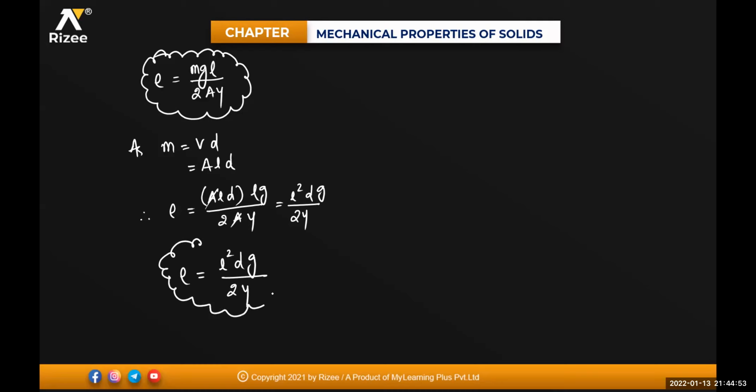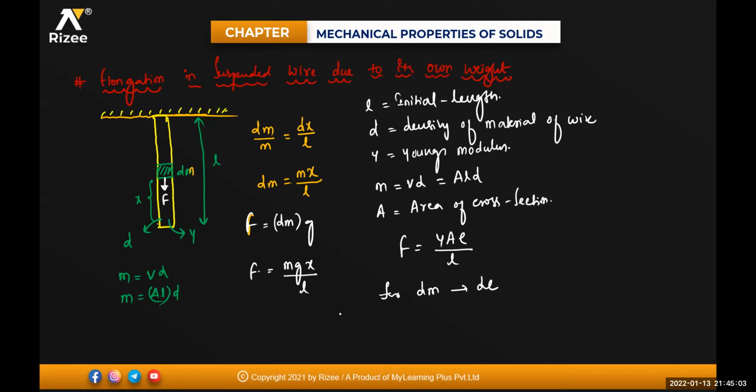So if it is asking for the elongation of the wire due to its own weight in terms of density, I can use the formula E is equal to L square into D into g divided by 2 into Y. Overall, this derivation is not that important for your exam. The only thing you need to remember is the heading, the elongation of a suspended wire due to its own weight, when there is no external weight acting on that body.